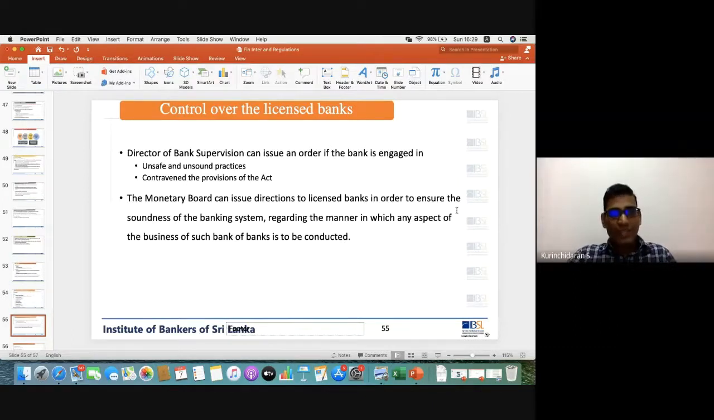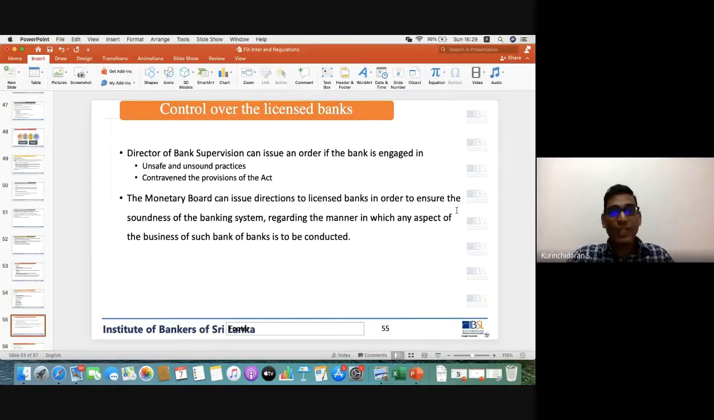And also it says the central bank can have control over the licensed banks through various means. One of the ways is that the Director of Bank Supervision can issue an order if the bank is engaged in unsafe and unsound practices. If the Director finds that this bank is engaged in unsafe and unsound practices that will lead to a loss of deposits, then definitely they can issue an order. And if the banks contravene the provisions of the Act, there can be an order issued.